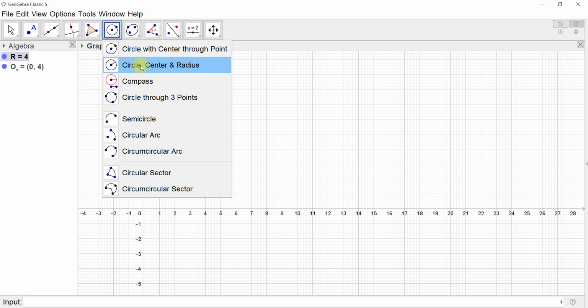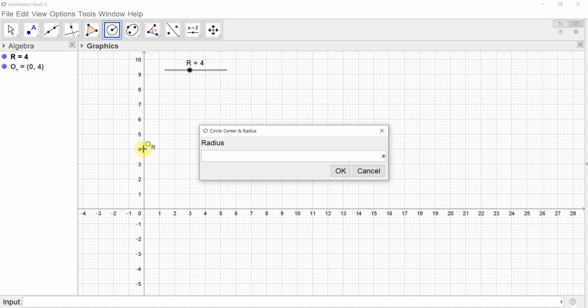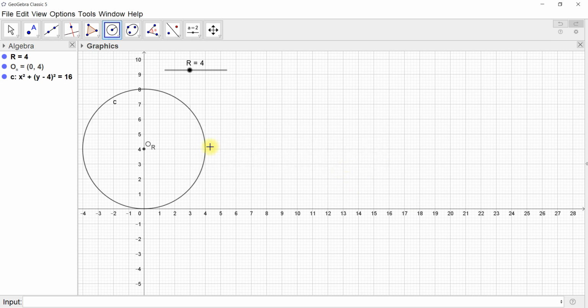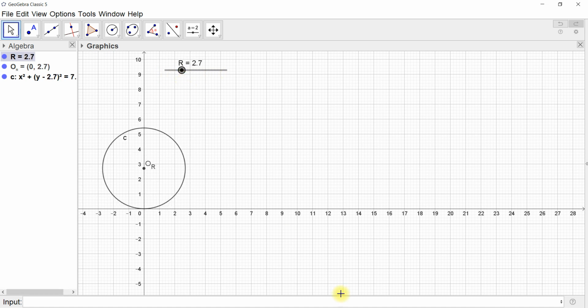If I click on that, it wants to know where the center is. I'm going to use that as the center. And now I'm going to use that R. So big R is going to be my radius. And now, again, we have that first circle.